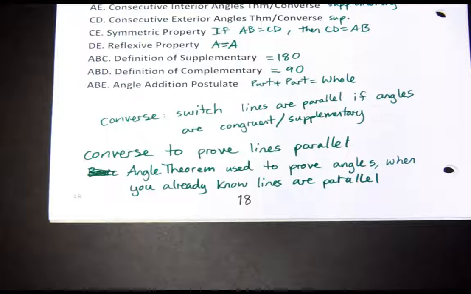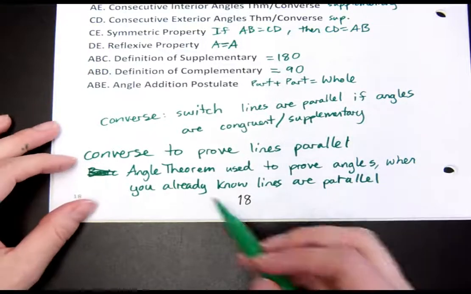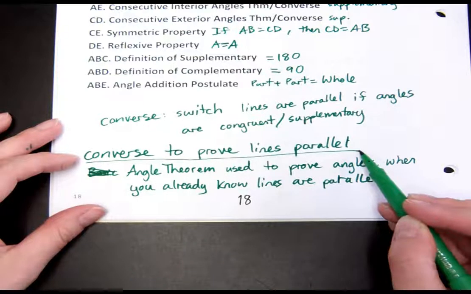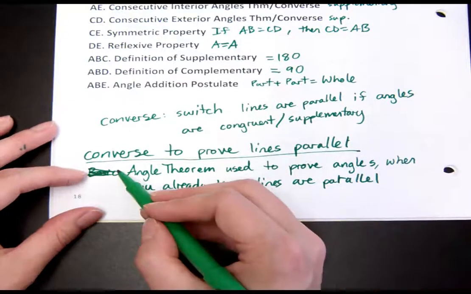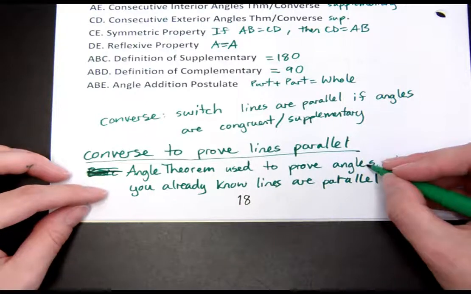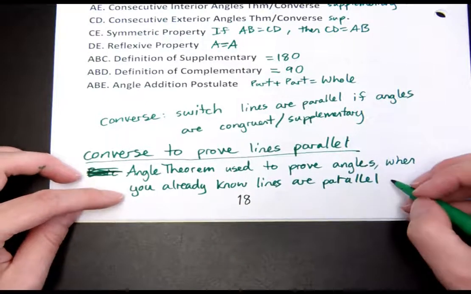For the first definition of converse, is there another word that we can use, like switch? Because it's not making sense to me. So switch was what we used when we were in our conditional statements. But it's just this. So we use the converse when we have to prove that the lines are parallel based on angle measures. We use the basic one to prove the angle measures when you already know the lines are parallel.